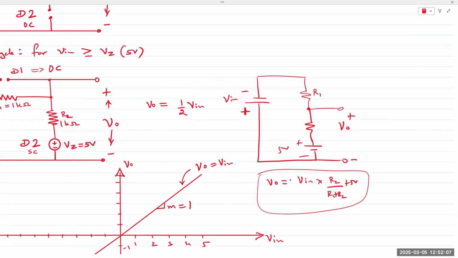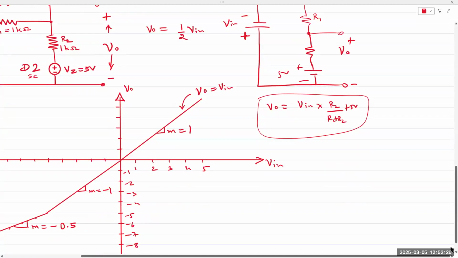So if you apply a sine wave, it will simply follow the same shape. The AC waveform V out would be half of V in, but it'll have a DC component to it. So everything will be shifted up by 5 volts. There's an example. So that's a good observation.